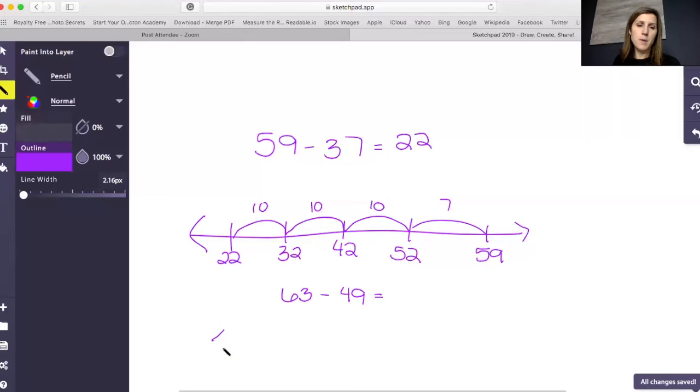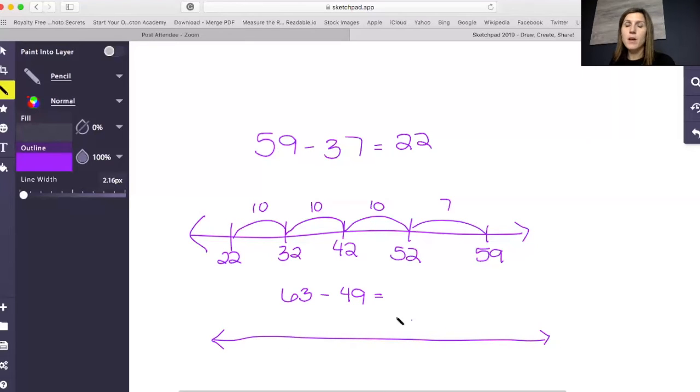And I'll draw a number line, just a blank number line. We don't want it labeled. Okay, and I'm going to start out with my minuend on the right side, 63. And now I have to count backward by 49. But taking 9 away from 63 is kind of hard. So I'm going to get back to a 10. And notice I can count back by 3 here and get to 60.